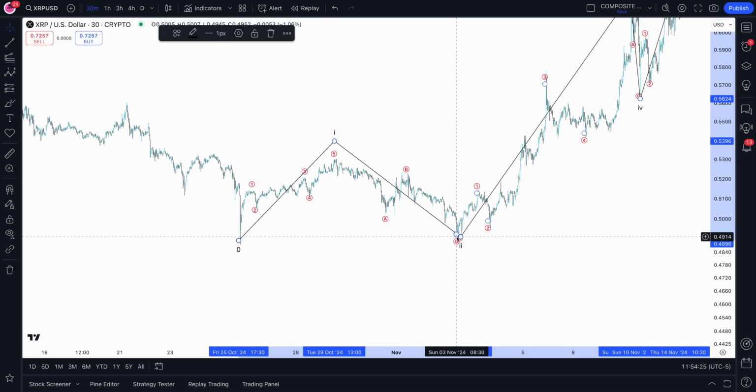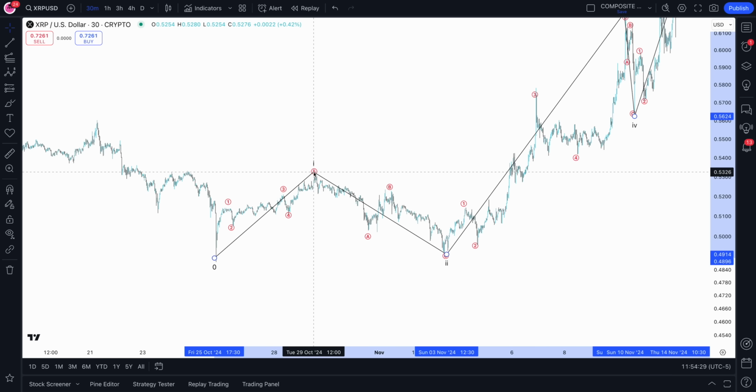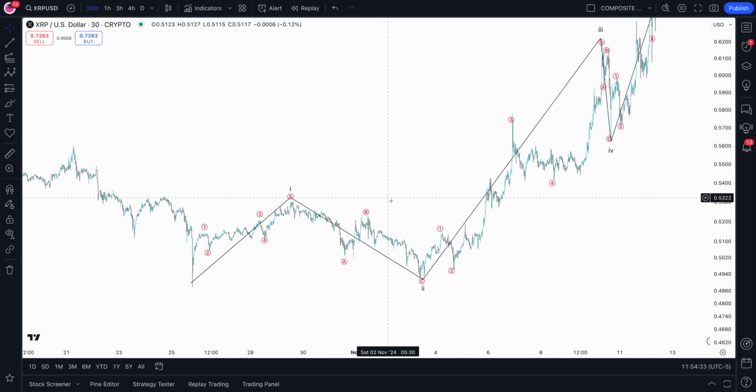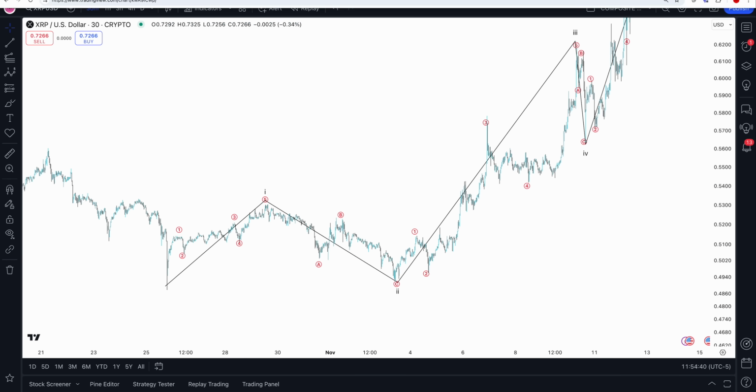This is going to be a quick XRP update, just expanding on my last update that I made for you guys. I did say that we could have potentially seen a local top for our wave 1, and we could come down for a wave 2 before a wave 3 higher.